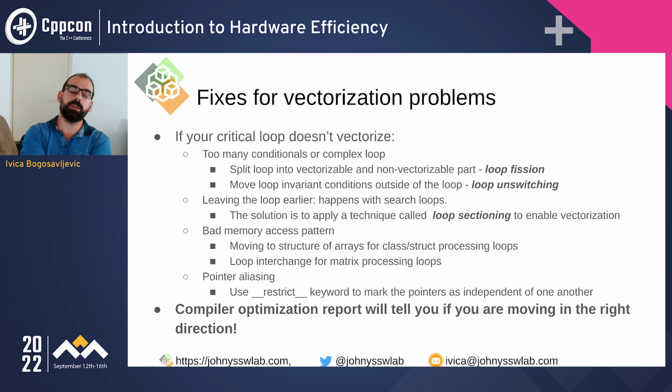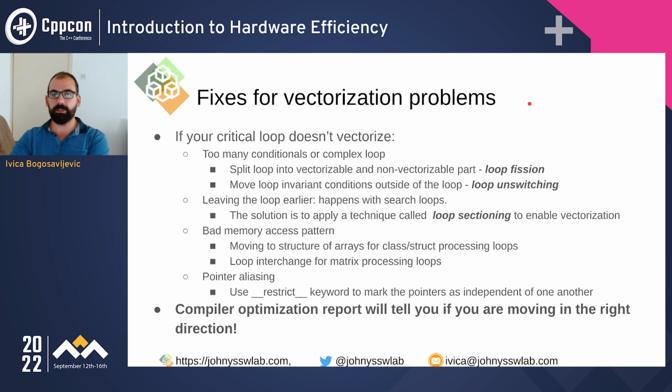So you are interested in vectorizing a certain loop, but this loop does not vectorize. You see the compiler report, and the compiler report says the loop is not vectorized. Now, what can you do? That's the question. So you're interested in getting a certain loop vectorized.